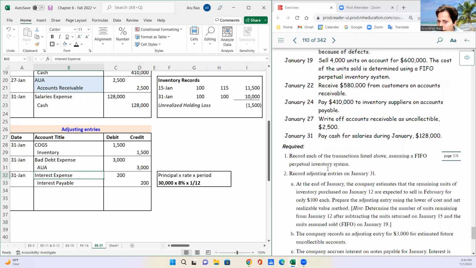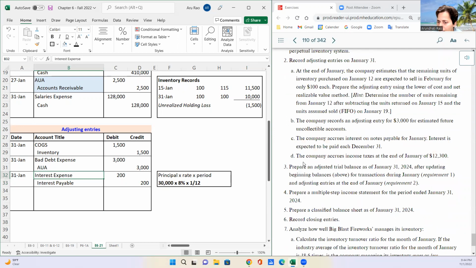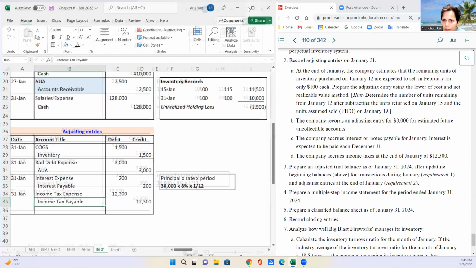Let's continue. And the last piece of information we are given is the company accrues income taxes at the end of January of $12,300. Again, it's an accrual entry. We are saying we owe $12,300 on the profits we've made. Income tax expense debit, income tax payable credit, $12,300. Okay. Let me again expand what I have over here. We can see this.